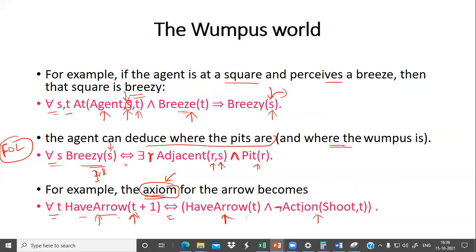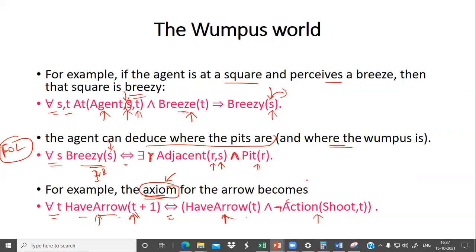If the shoot action has taken place, then the agent will not have the arrow at time t plus 1. Then it will become not have arrow at t plus 1. That you can try representing. So if the agent shoots, then at time t plus 1 he will not have the arrow. This you can try to represent using first order logic. Similarly, you can also try this.